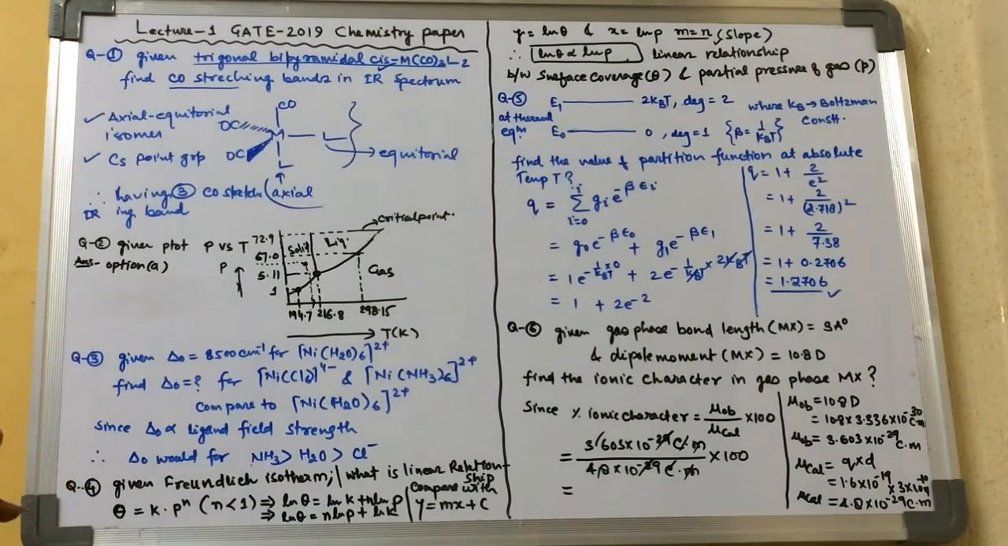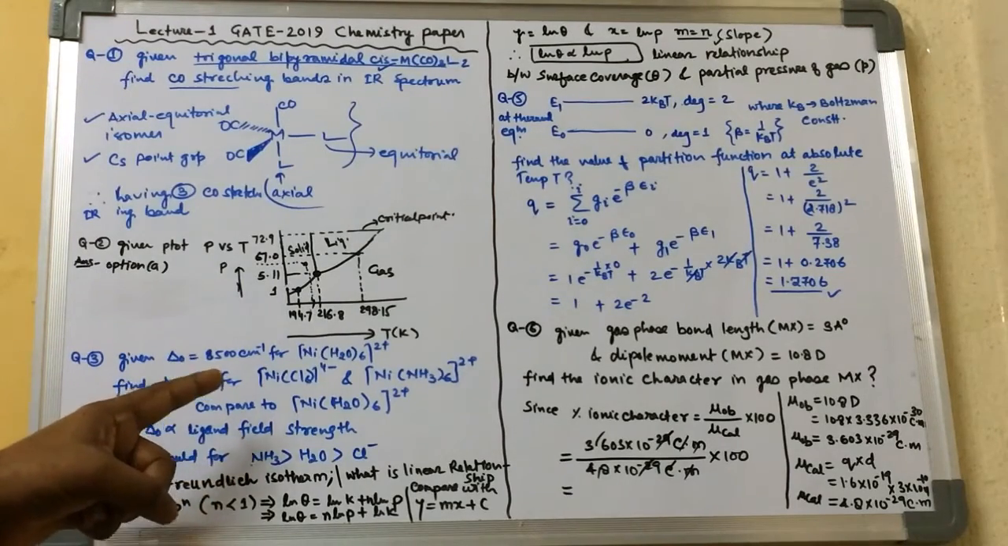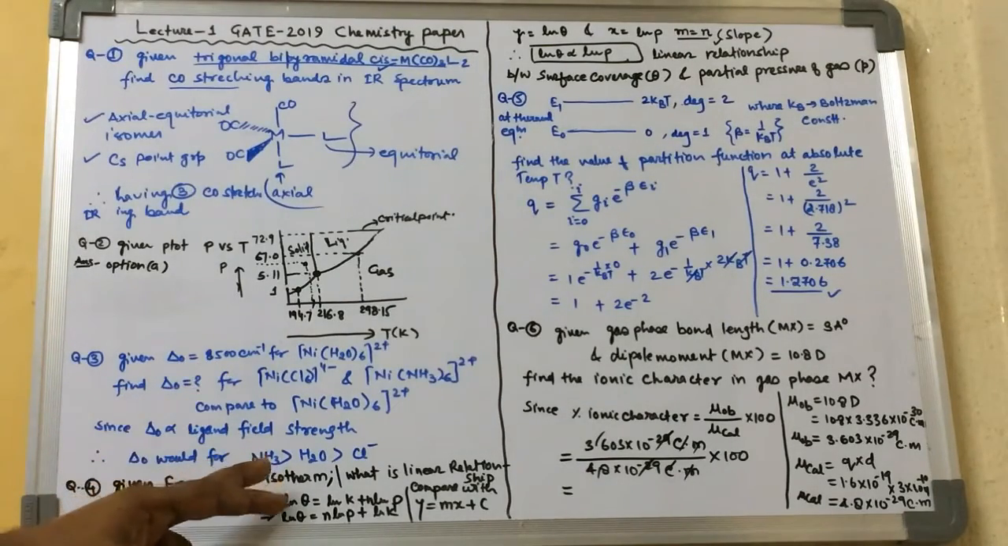Okay, so how to compare according to the options? If you compare the delta value for nickel chloride, we compare with this nickel water complex. Because I have seen in other chlorine cases a very lower delta value.